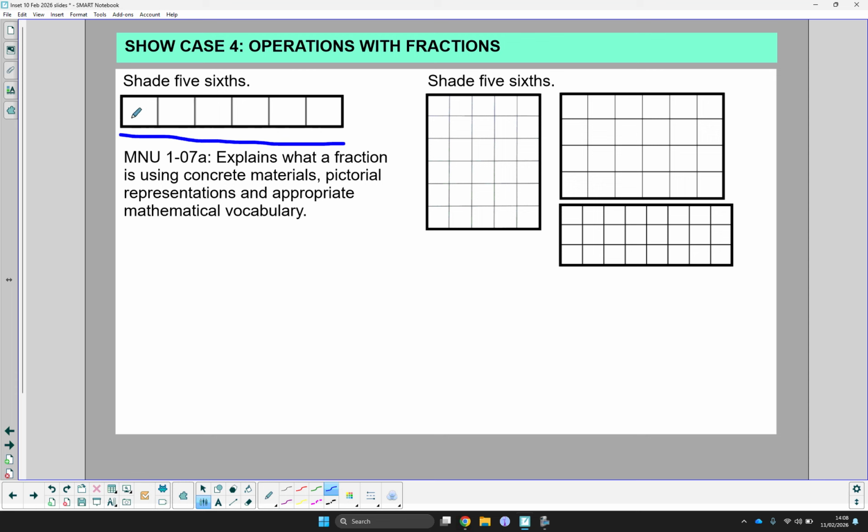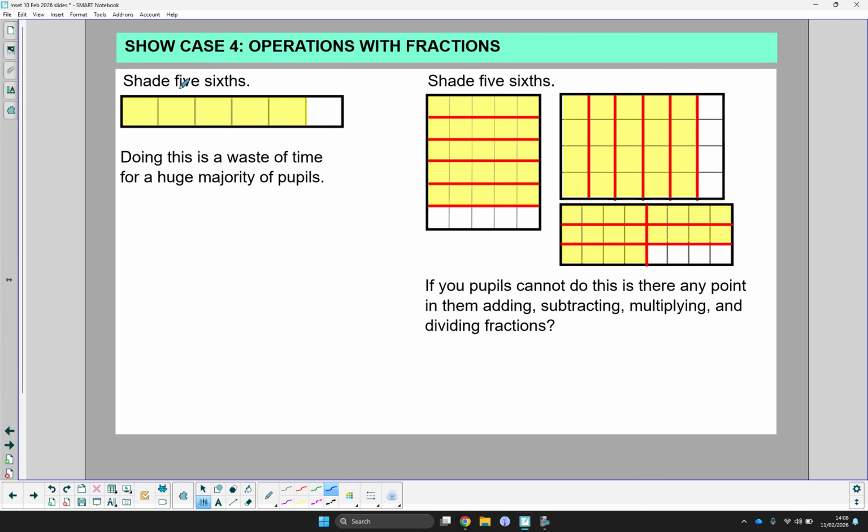Again, I've sort of singled out TJ, but lots of books will just be full of pages and pages of that. I would argue that on the left-hand side, for most of the pupils you have in front of you, that is not a good use of their time. Shading things like the right-hand side into 5, 6 is more useful. And this idea of, again, congruence, splitting each grid up into 6 equal-sized pieces.